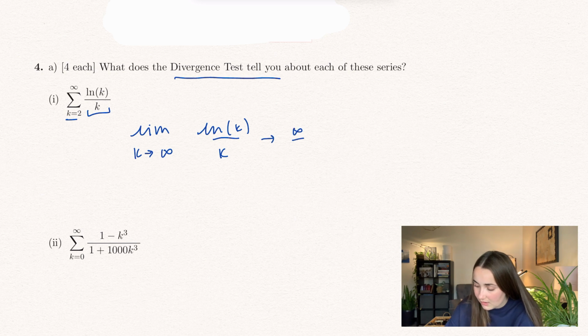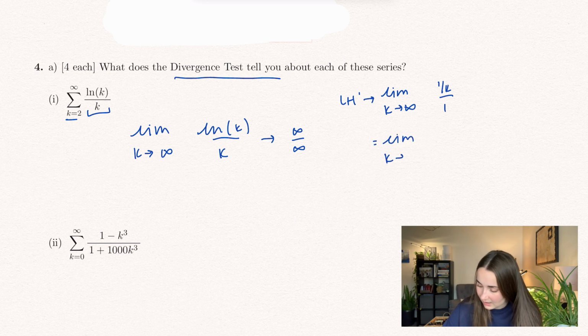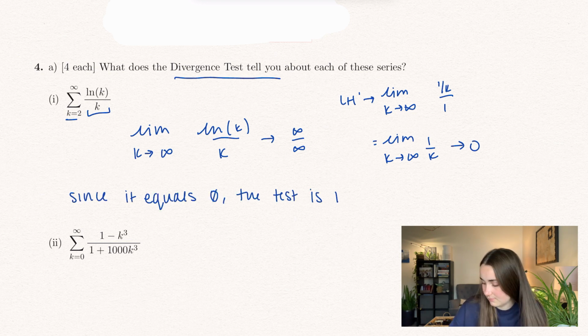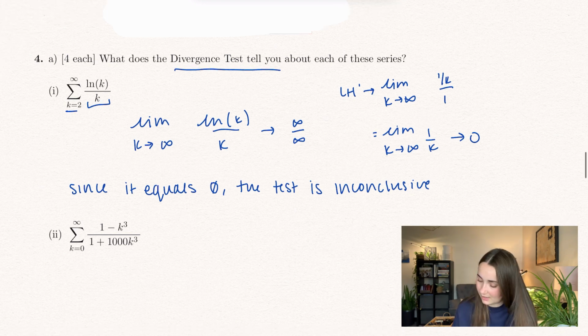So here, notice this approaches infinity over infinity, which tells us we can go ahead and use L'Hopital's rule. So using L'Hopital's rule, we get the limit as k approaches infinity. The derivative of natural log k is 1 over k, which we get over 1. So that's just equal to the limit as k approaches infinity of 1 over k, which we know is going to approach 0. Since this equals 0, the test is inconclusive. It doesn't tell us any information.